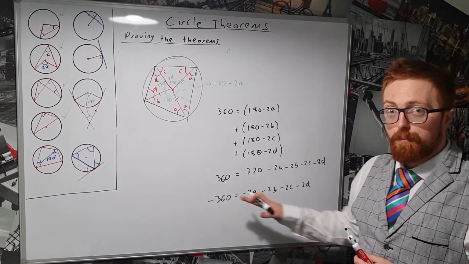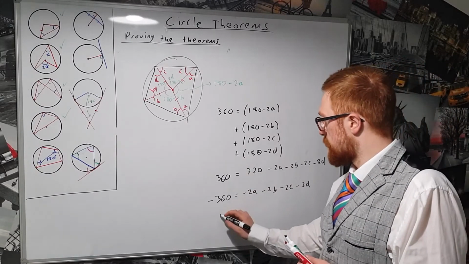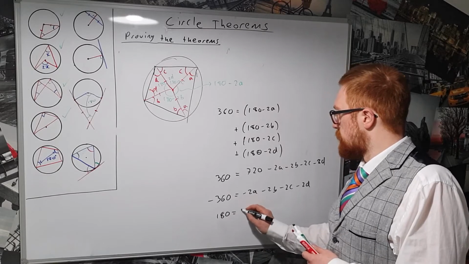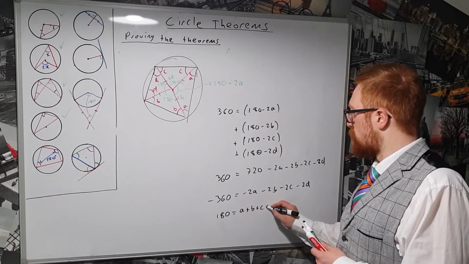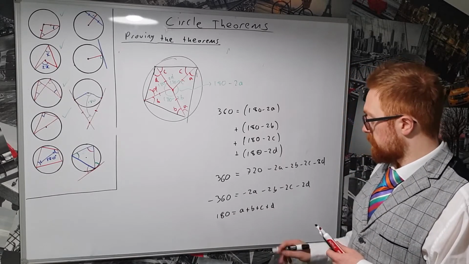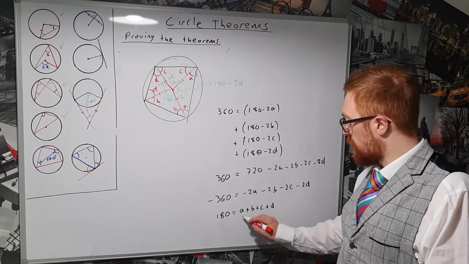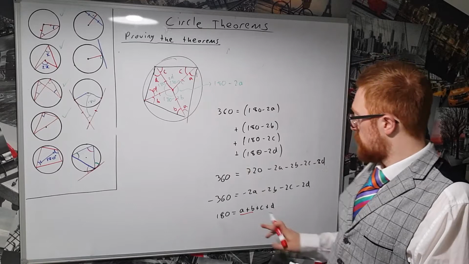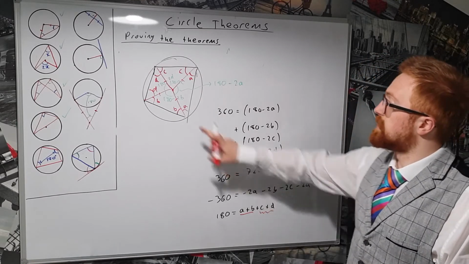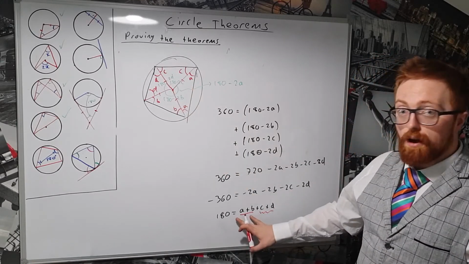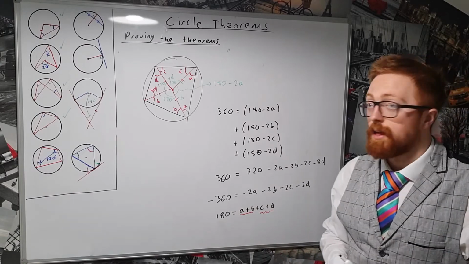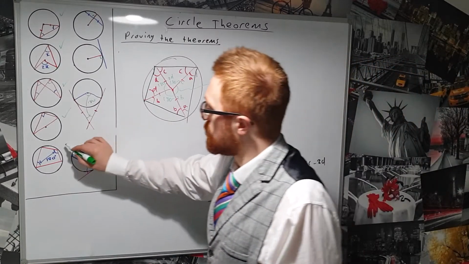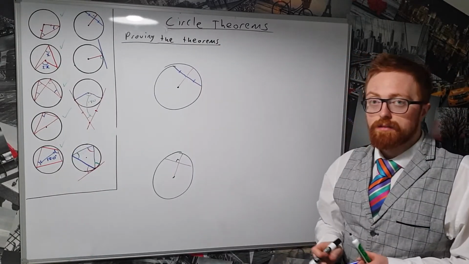And then let's divide both sides by negative 2. So that gives me 180 is equal to a plus b plus c plus d. And we'll notice that this a plus b, sorry, is this angle. And this c plus d is this angle. So we've proven that the opposite angles in a cyclic quadrilateral add up to 180. Done. Okay, on to our next one.